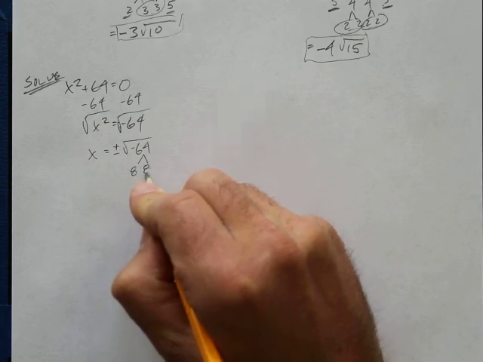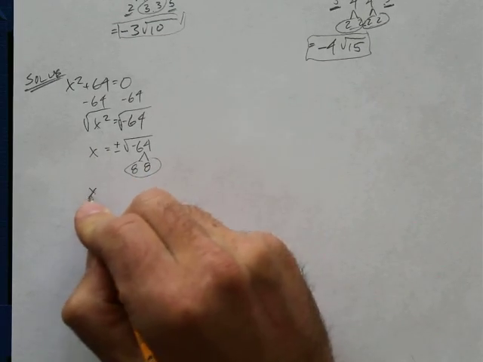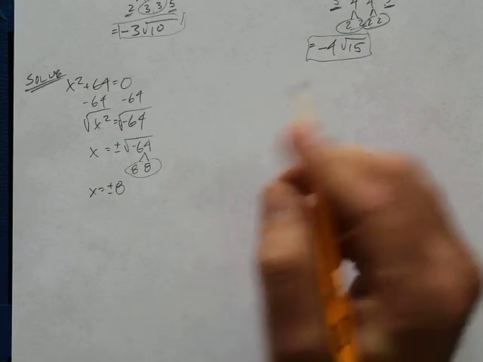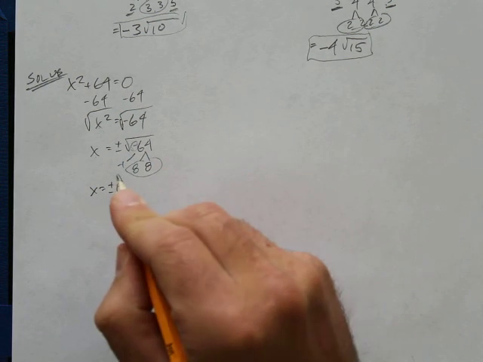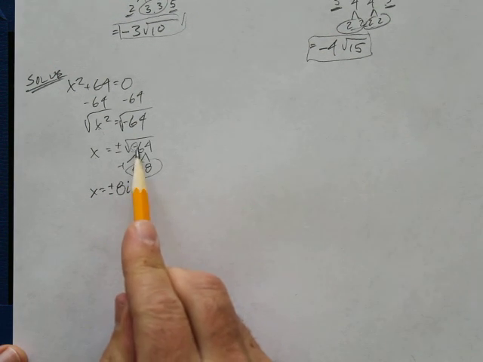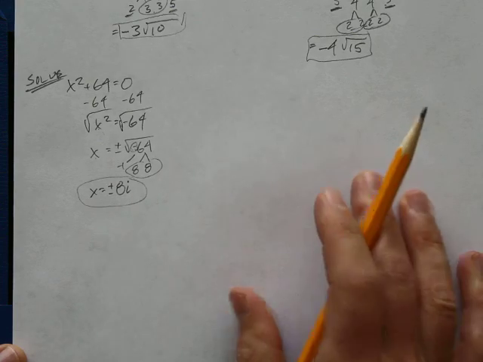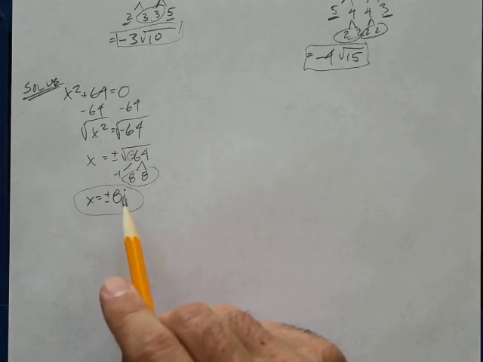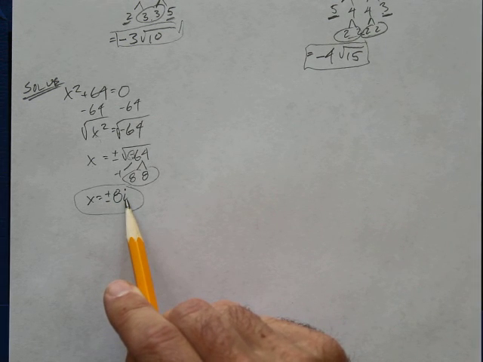64 is 8 times 8. Okay, that's great. So that comes out. So I have x equals plus or minus 8. And remember, also I've got the negative 1 there. So 8i, because I have to take the square root of negative 1, which is an imaginary number. Plus or minus 8i.